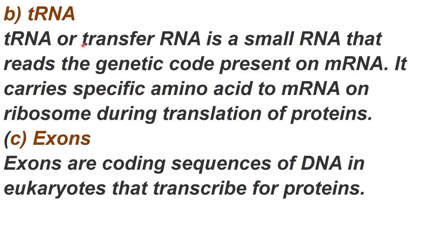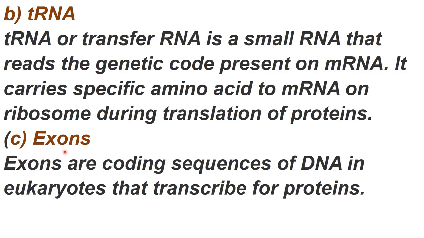So tRNA can be called transfer RNA. It's a small RNA that reads the genetic code present on mRNA. Okay, mRNA has the information for the formation of proteins. So what is function of tRNA? It reads the genetic code present on mRNA, and it carries specific amino acid to mRNA, right, on ribosome during the translation of proteins. Now next was exon, function of exon.